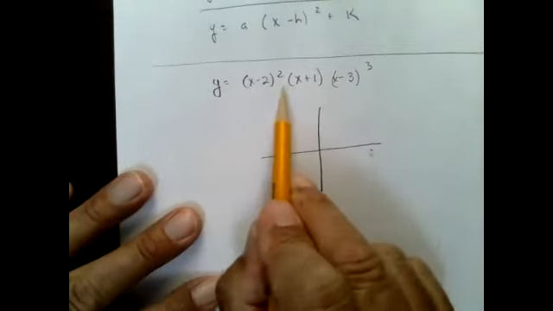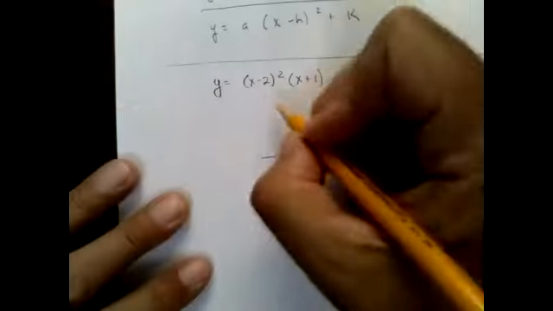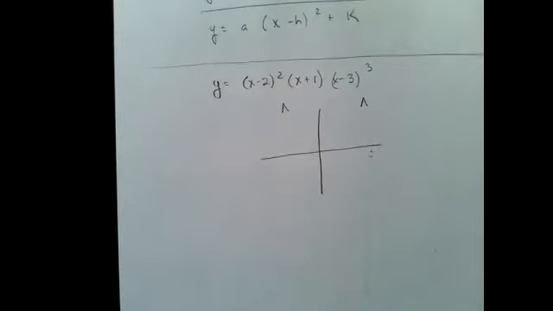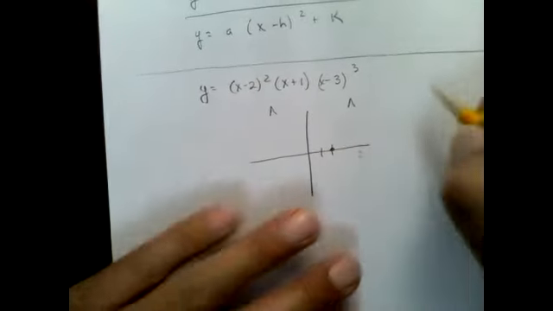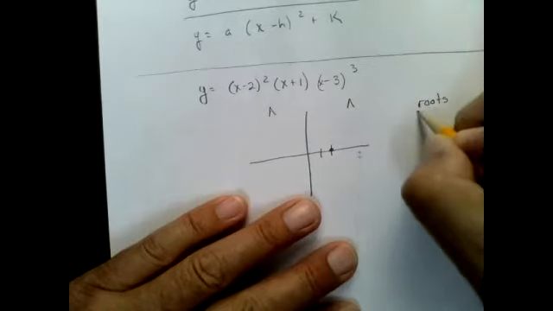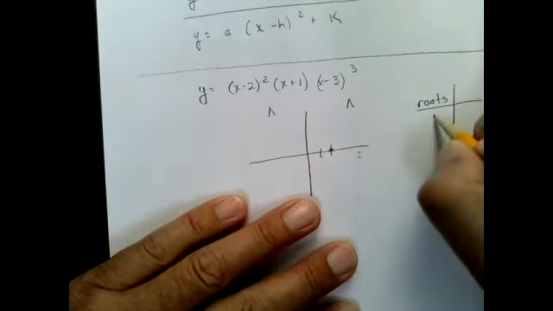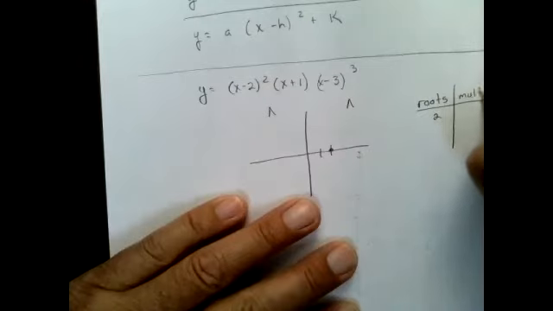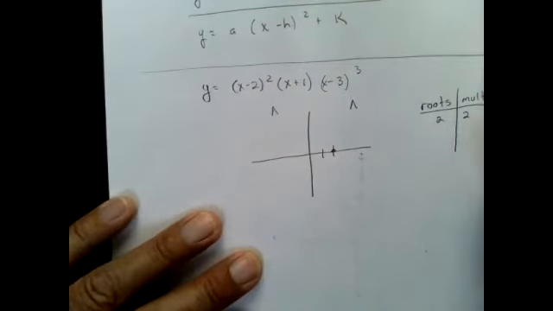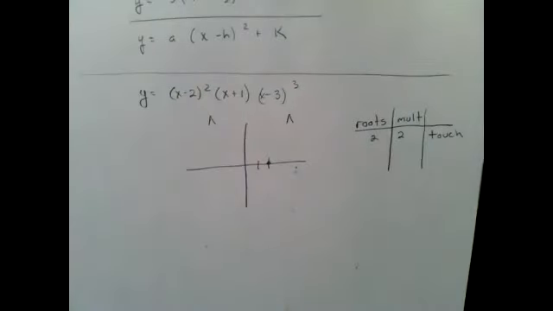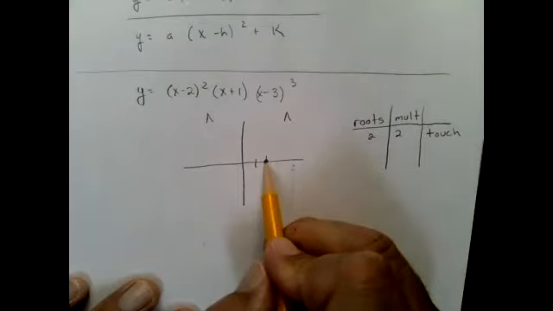And I don't see any negative coefficients. So I know it's going to do something like that. I know its end behavior looks like that. Something happens at positive 2 right there. So my roots, my zeros, whatever you want to call them, my first one is 2. It has a multiplicity of 2 because there's 2 of them. So as a result, I know I'm just going to touch my graph. So at 2, it's just going to touch.